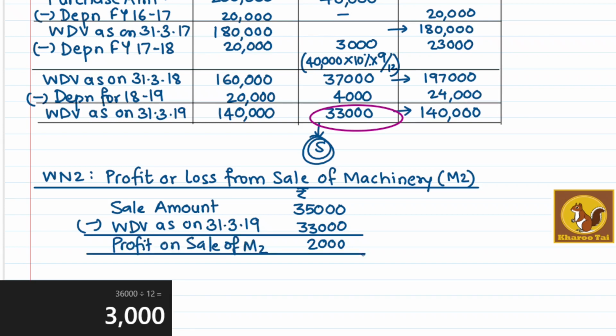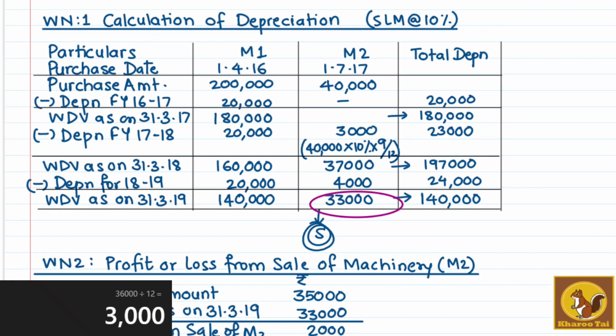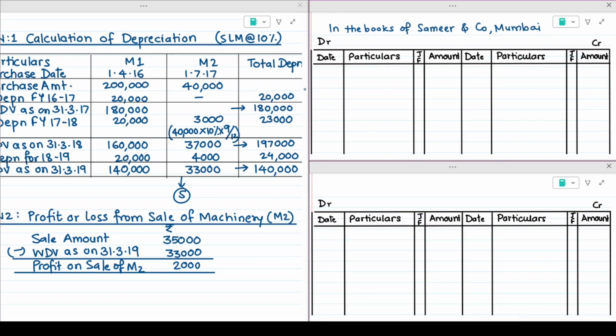So with this, all the working notes are done, and now we can open our machinery account and depreciation account ledgers and start posting. So let's open machinery account and depreciation account. First machine was purchased on 1st April 16.